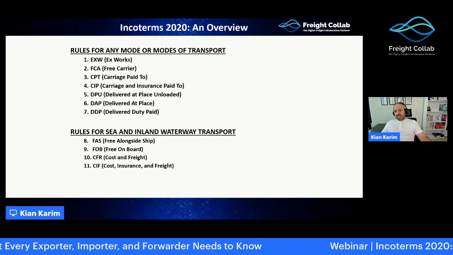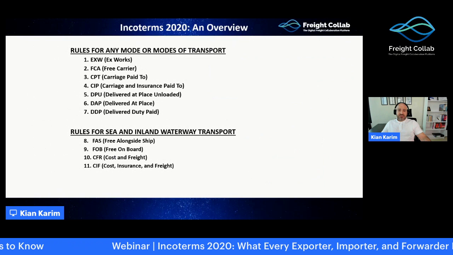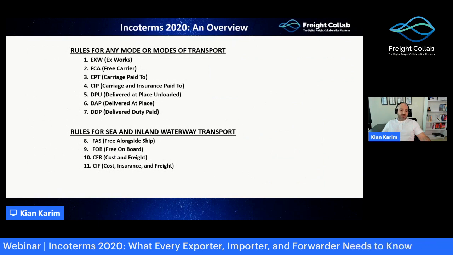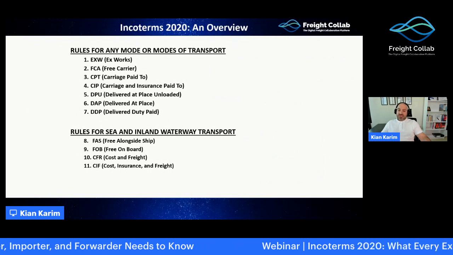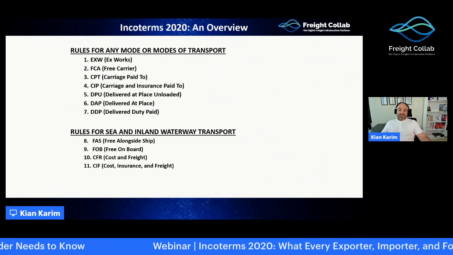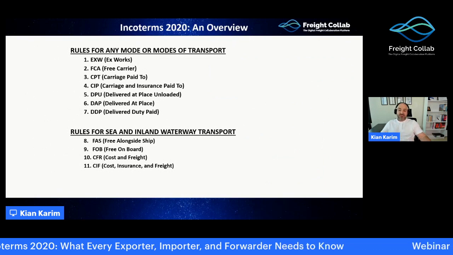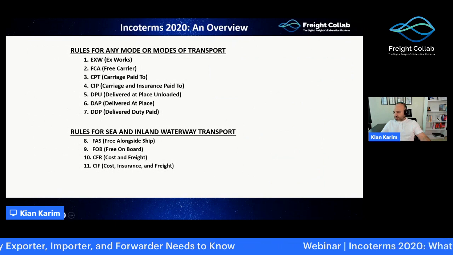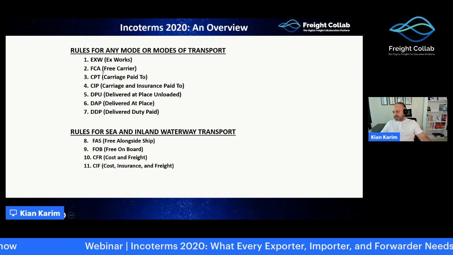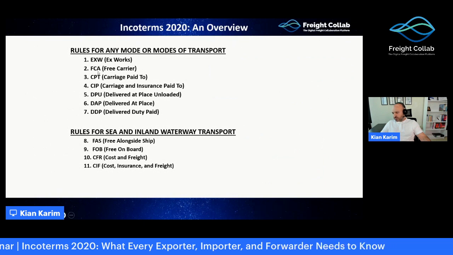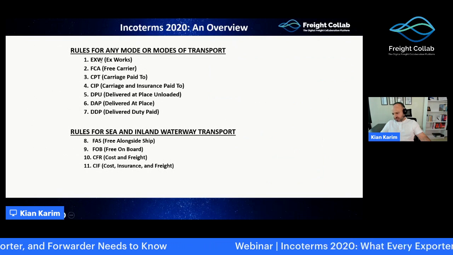I'm going to tell you the next one, FCA or Free Carrier. Free Carrier means that the seller delivers the goods to the carrier or another person nominated by the buyer at the seller's premises or another named place. It means that the seller is responsible for doing and paying for export customs formalities. The main difference between FCA and EXW is that in FCA, the seller should do and pay for the customs formalities, but in EXW, the seller is not responsible for doing customs formalities.